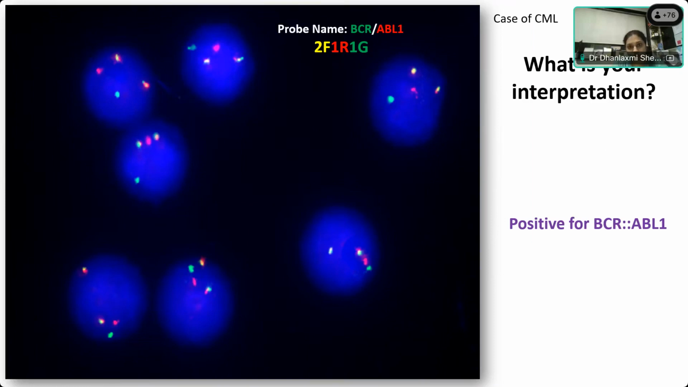Now, 9;22 translocation is not wrong, but when I'm doing FISH, I would rather use the gene names, because the probes are for the genes, and the genes are BCR and ABL1, on 22 and 9. So I would interpret it as positive for BCR-ABL1 and not translocation 9;22 here. But if you're doing the conventional karyotype, I would use the terminology translocation 9;22. Right? Let's move to the next one.